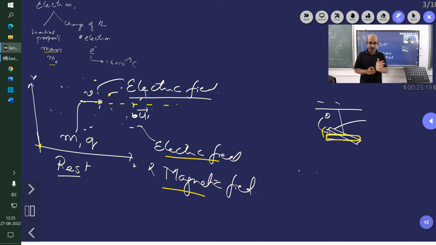Now, if this charge is not going with uniform velocity, but is accelerating, that is accelerating.